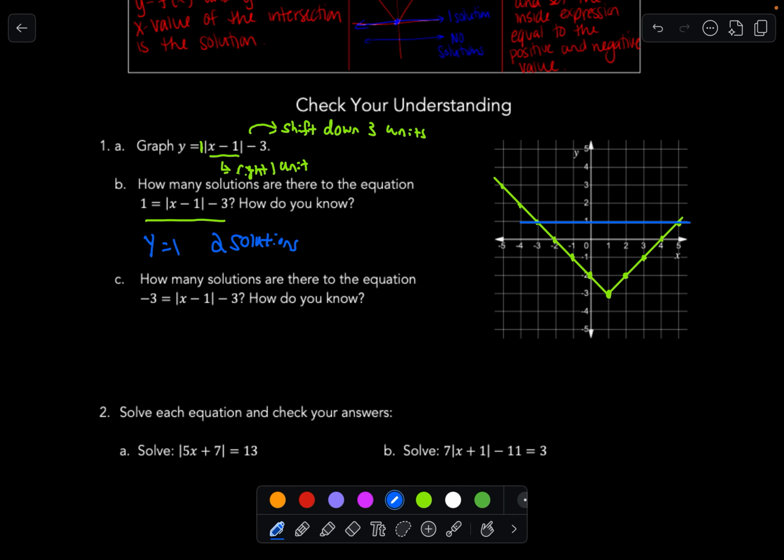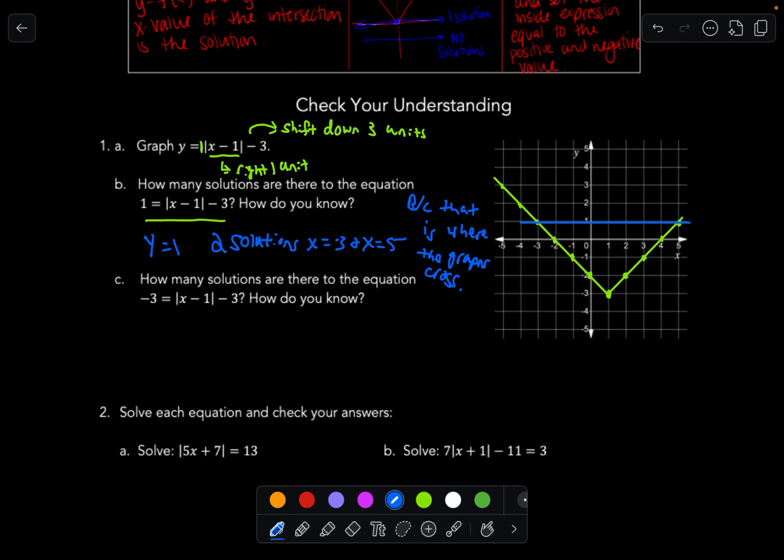Okay, how do you know? There are two solutions, x equals negative 3 and x equals 5. How do we know? Because that is where the graphs cross. Notice I don't care about the y value. I just write down the x value because the equation only involves x. So there are two solutions, and we can see they're at negative 3 and at 5, and we can check it.